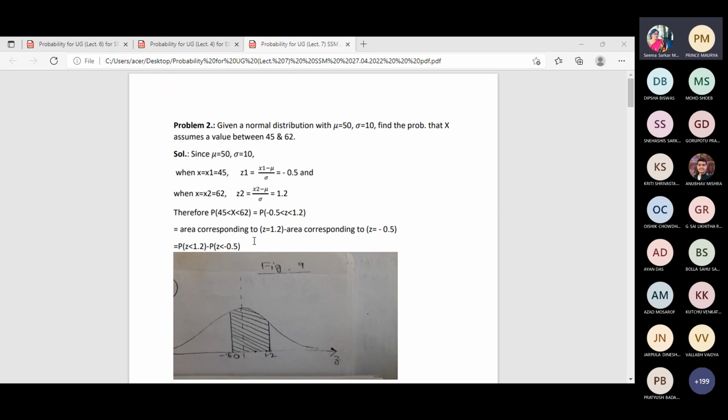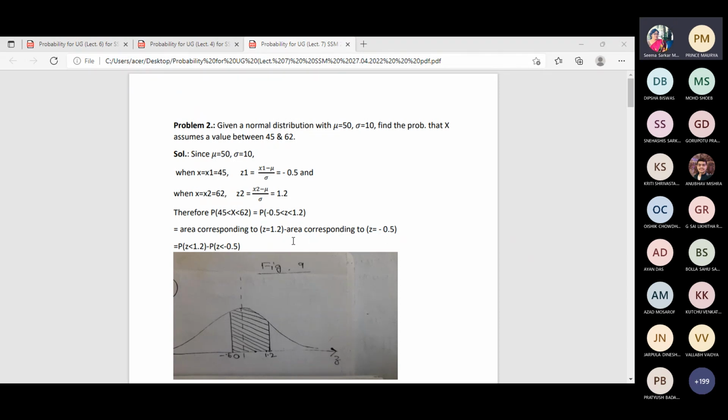In the last class, I have shown that the area under this random normal variable X is equivalent to the area under the corresponding standard normal variate. So the probability that X lies in between 45 and 62 will be the same as the probability that Z lies in between minus 0.5 and plus 1.2. Why have we transformed? Because we can use the normal distribution table instead of calculating.